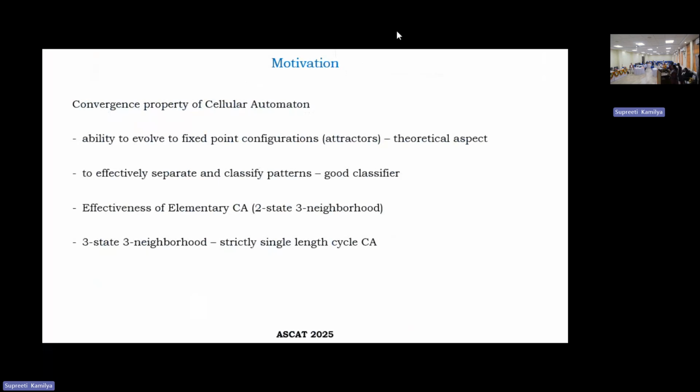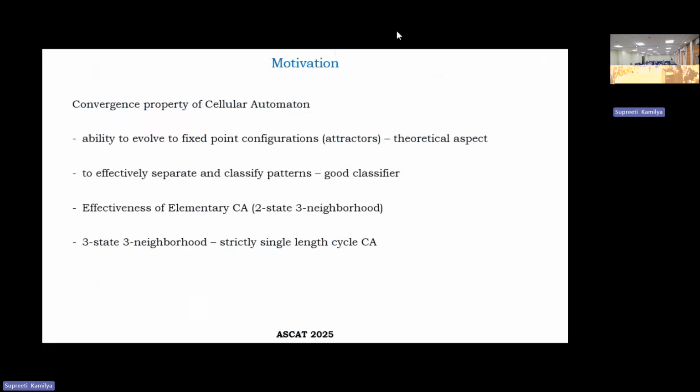We have taken the property of convergence of cellular automata, where we mainly concentrate on that kind of cyclic space of CA where all the configurations are attracted to a set of configurations where each of them represents a single length cycle, and we call it fixed point attractors. What is the need of this? Definitely it's theoretically challenging, and it has already proven its efficacy in the domain of pattern classification.